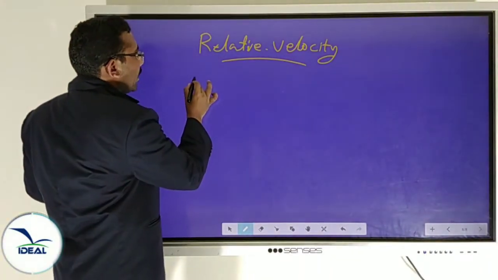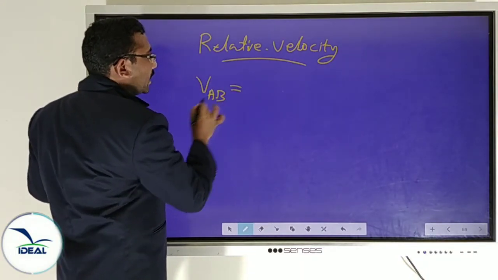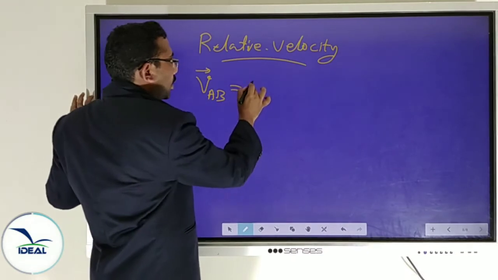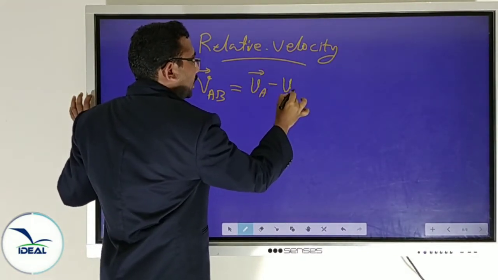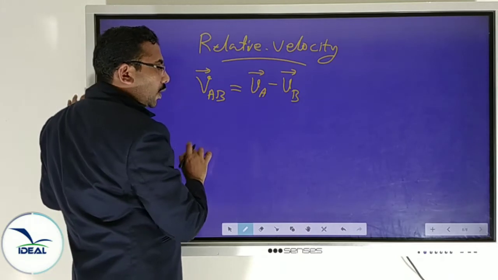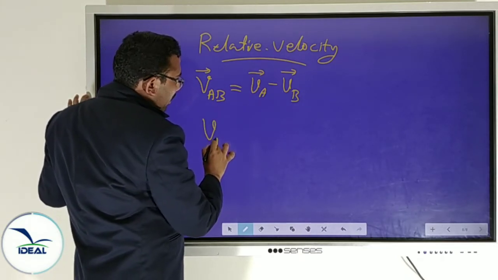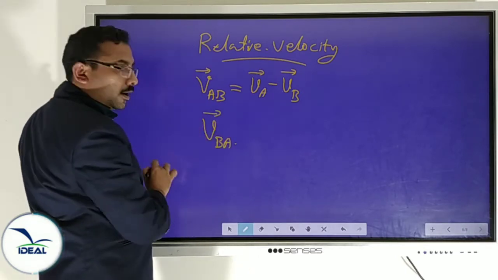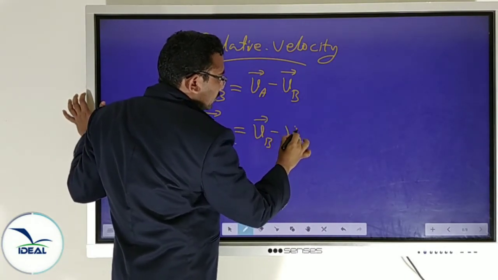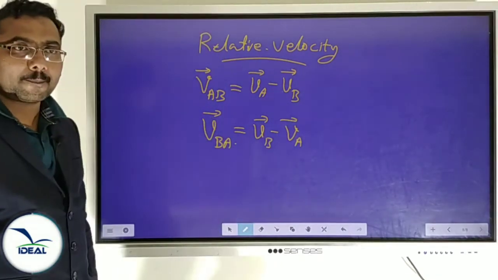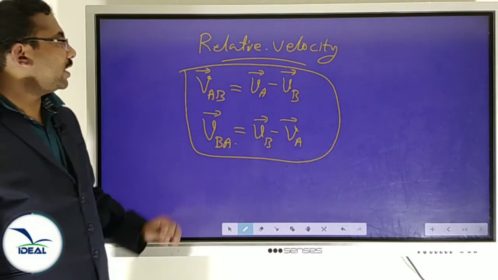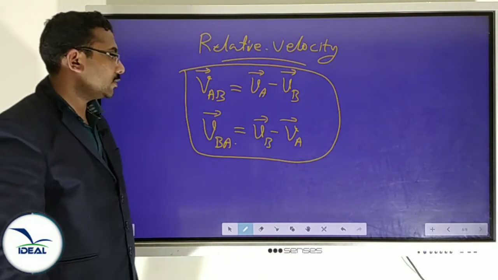Suppose we have two bodies A and B. The velocity of A with respect to B is called the relative velocity of A with respect to B, VAB. It is a vector quantity. VAB equals vector VA minus vector VB. Velocity of B is subtracted from velocity of A using the subtraction method. If we have to find the relative velocity of B with respect to A, denoted by VBA, VBA equals velocity of B minus velocity of A. Thus, the importance of subtraction is when we are considering relative motion.